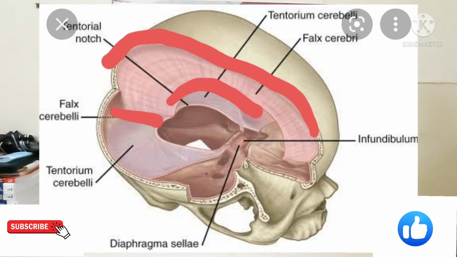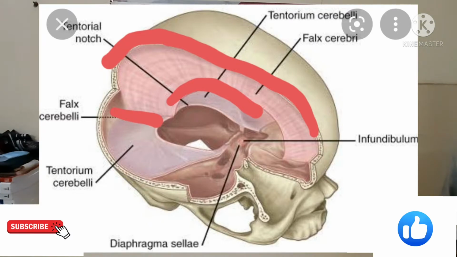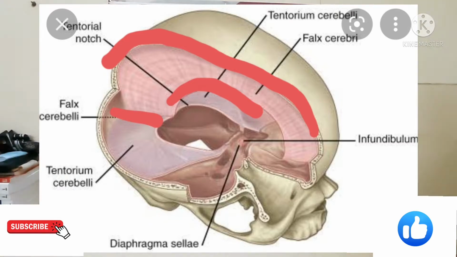The first one is the falx cerebri. Falx cerebri is a large sickle shaped fold, which has a narrow anterior end which is attached to the crista galli, and the broad posterior end is attached to the medial plane of the tentorium cerebelli. Here is a picture representing that.